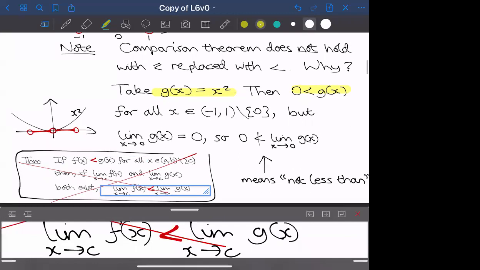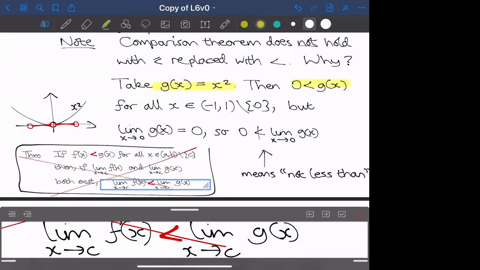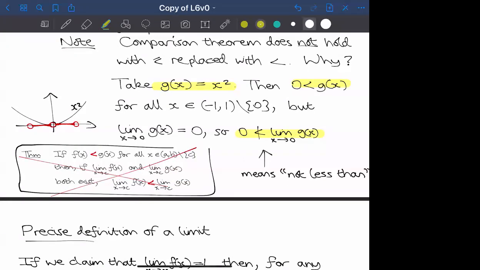So the limit of g(x) is not greater than 0. In fact, it's equal to 0. We can see that from the picture, and we can see it from the limit laws. But this is quite a subtle example because we had to take the domain -1 to 1 with 0 removed. If 0 was in the domain, then of course it would not be true that g(x) is always greater than 0. g(x) could be 0.